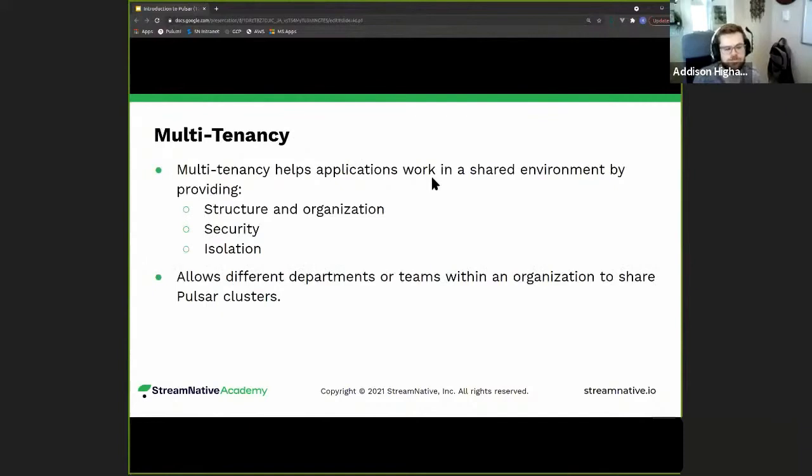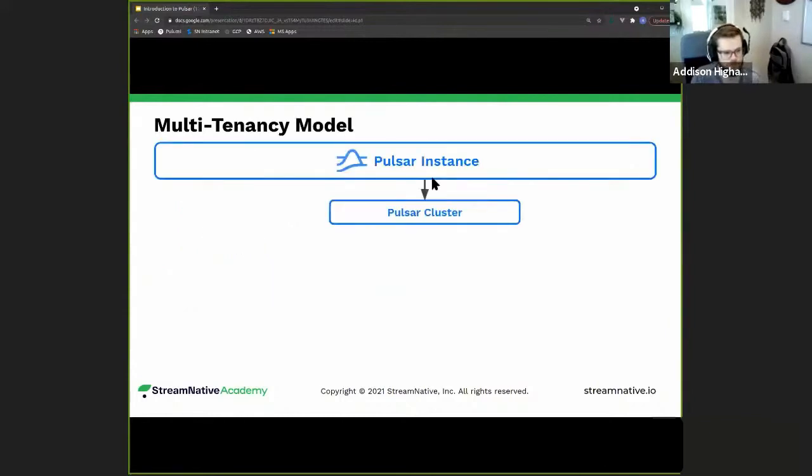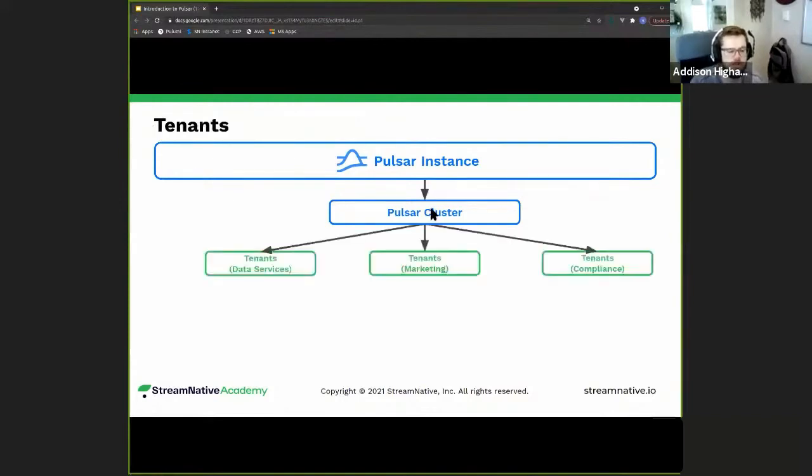Multi-tenancy is really the key in making this work. It helps provide structure and organization, and also a mechanism of security and isolation. Once again, its design is so that you can have different departments or teams within an organization share a Pulsar cluster in a safe, reasonable way. So once again, you have a Pulsar instance that can have one or more clusters, and here we're just going to show one cluster.